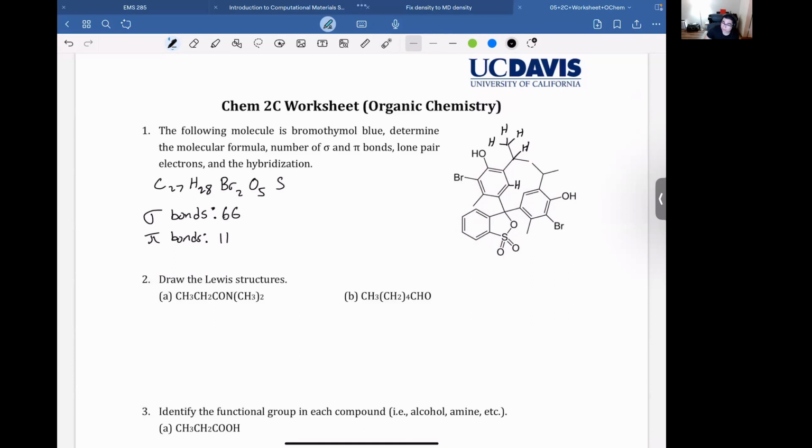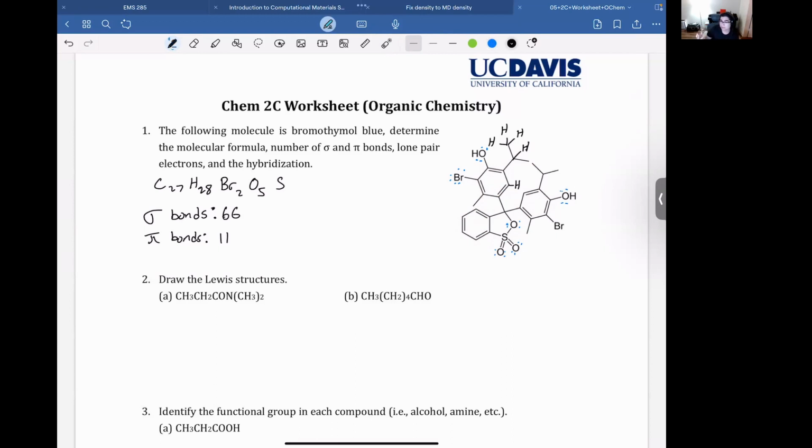Now we can talk about lone pair electrons. So if you draw on the lone pairs here, and we're assuming a neutral formal charge for all of these. Sulfur has something weird going on. It has the expanded octet. We're going to assume there's no electrons on there.